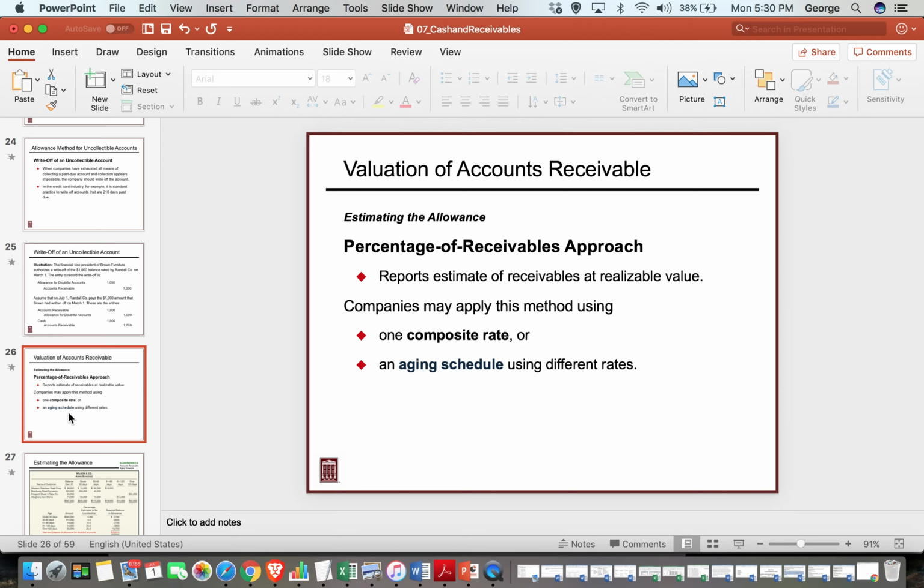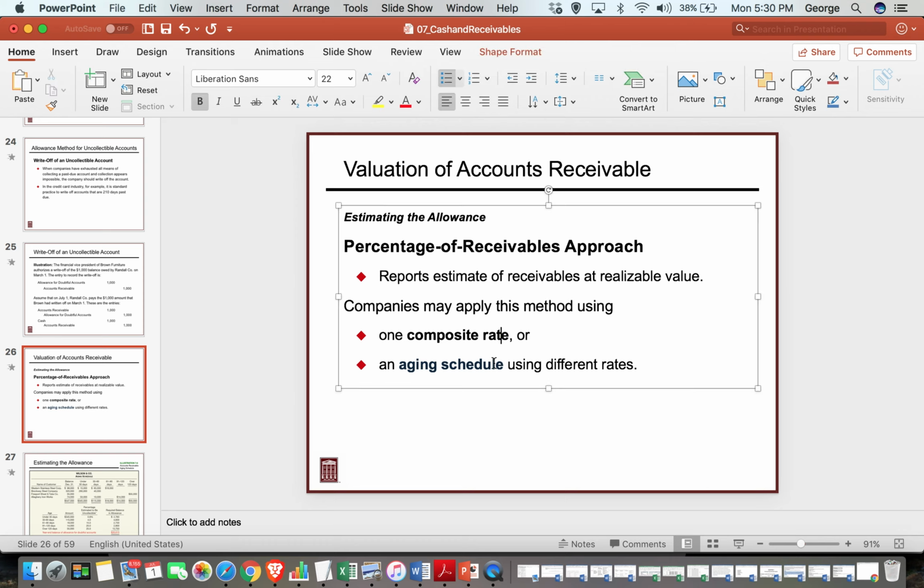Okay, so that's the valuation of accounts receivable using the allowance method. Percentage of receivables approach is where we look at our sales. So we use one rate, percentage of receivables approach, report amount, estimate receivables at realizable value. Companies may apply two approaches, the one composite rate or an aging schedule. So the one composite rate is used for the percentage of sales method. So that's what this one is, percentage of sales method. And then the second one would be the aging approach.